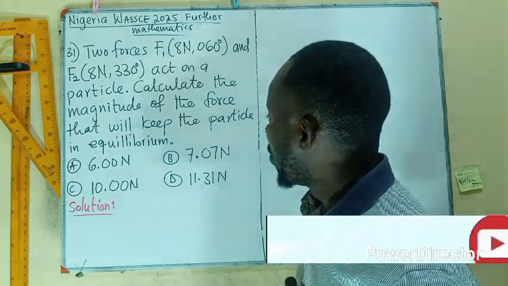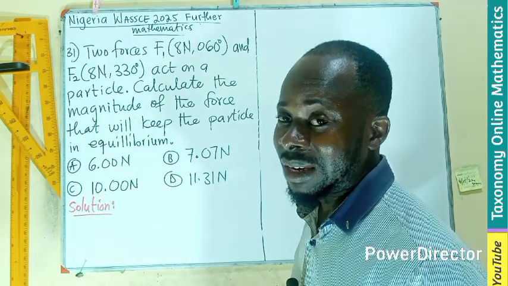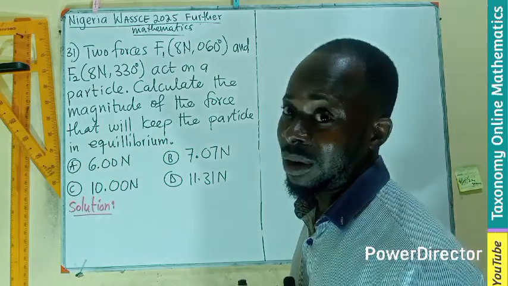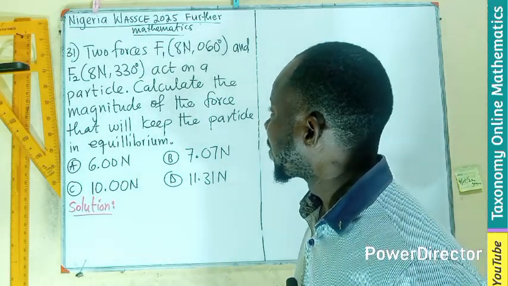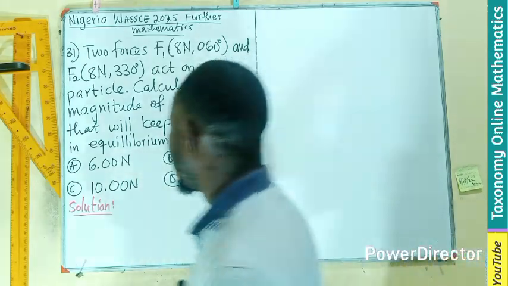So if the body is in equilibrium, it means that we can add the forces to be equal to what? Zero. That is, they are at what? Rest. Now, first thing, we need to resolve the forces into the vector component form.